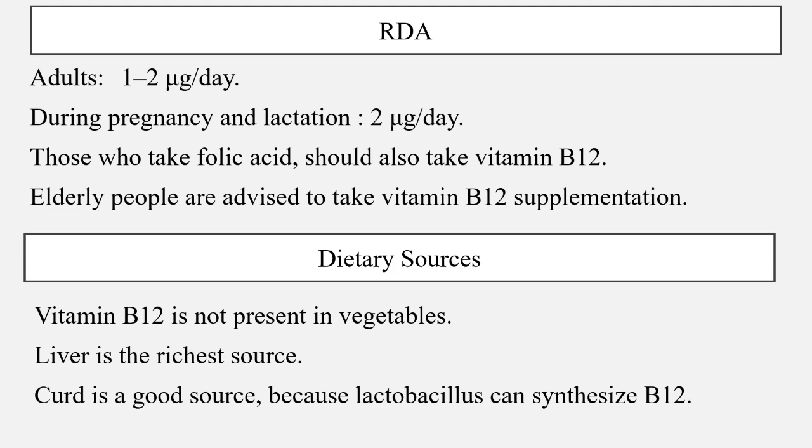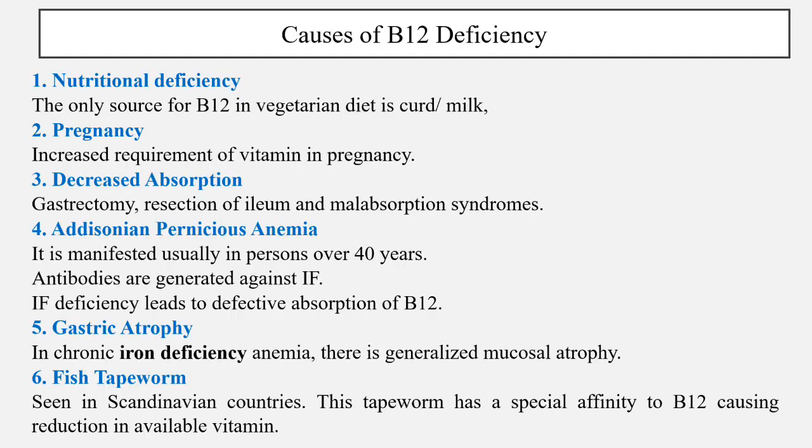What are the dietary sources? Folic acid is present in vegetables, whereas B12 is present only in animal sources. B12 is not present in vegetables. Liver is the richest source of vitamin B12, and curd is a good source because lactobacillus can synthesize vitamin B12.